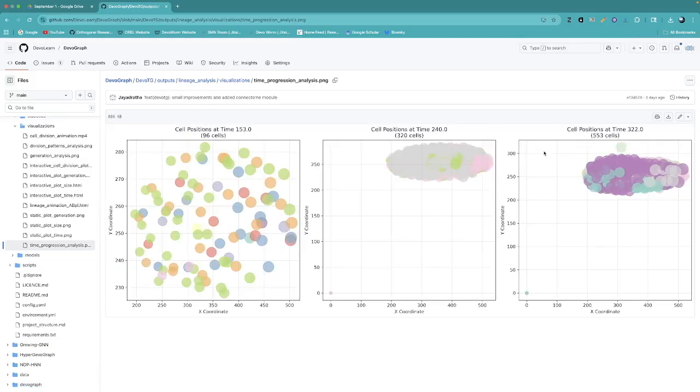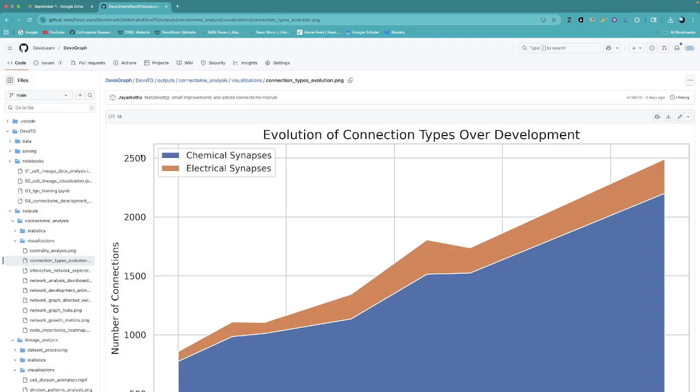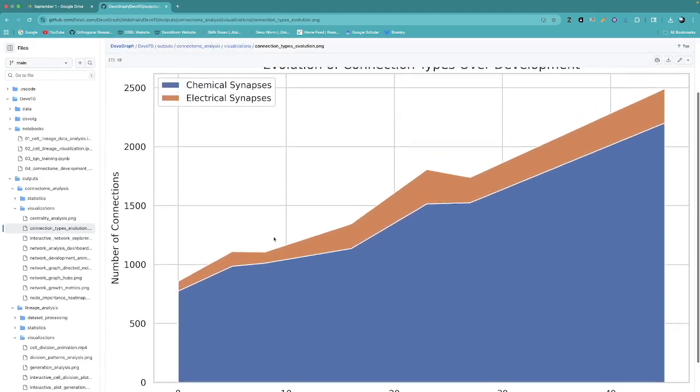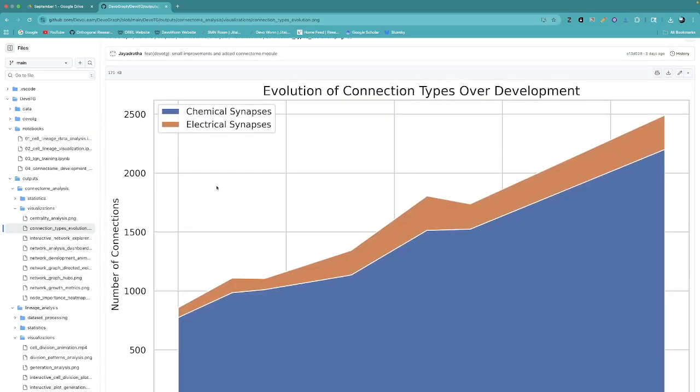So we have these point clouds that show the position of cells in the X and Y coordinates. And then for the connectome analysis specifically, we have this evolution of connection types over development, with electrical synapses and chemical synapses. The majority of these in the data set are chemical synapses.